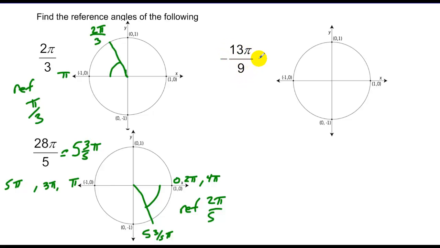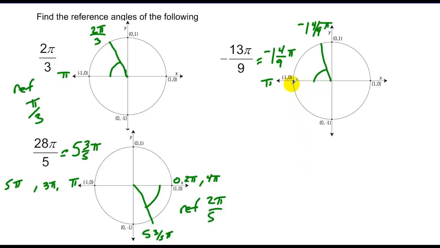Negative 13 over 9, again, improper fraction. I would change that to negative 1 and 4/9 pi. So here I am at negative 1 pi, and here would be 2 pi. Again, 4/9 is a little bit less than a half, so I'm right around here. So this is negative 1 and 4/9 pi, and I need to go right to here.